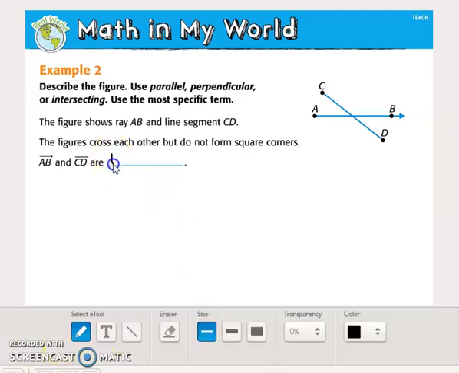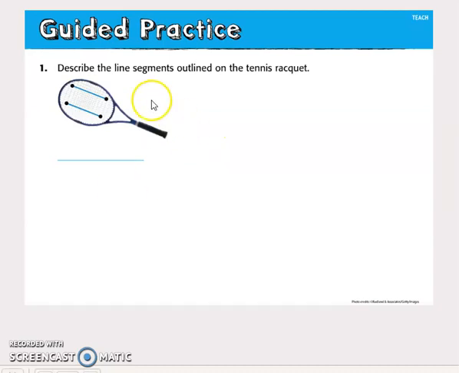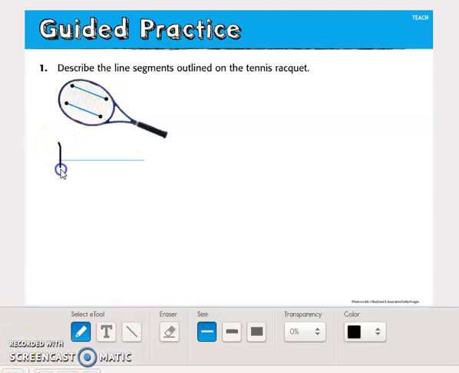Sorry, I keep forgetting I have to do this every time. Intersecting. I'm getting much better at this mouse writing. Okay, so those two are intersecting. Okay, so now it says describe the line segments outlined on the tennis racket. So here I have this line segment and this line segment. They are the same distance apart and they don't intersect, so I know that they are parallel.